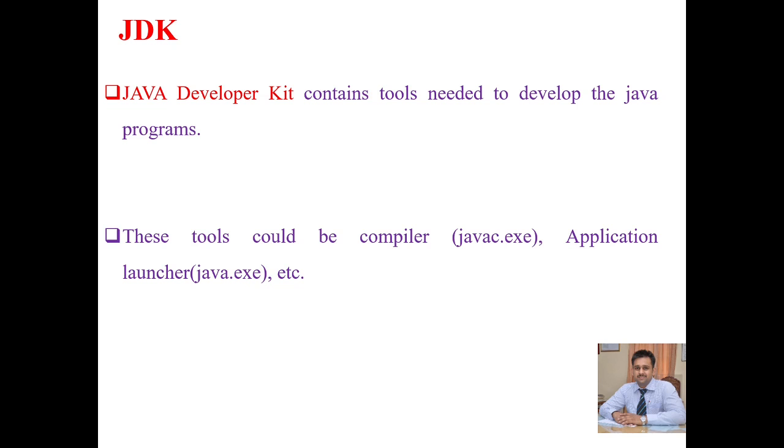JDK is the Java Development Kit. The Java Development Kit is used basically to develop Java programs. It is a software development environment used for developing Java applications and applets. It includes the Java Runtime Environment and interpreter, a compiler, an archiver, a documentation generator, and other tools needed in Java development. So this is the kit which contains many tools of Java, by which we can run or compile the program.